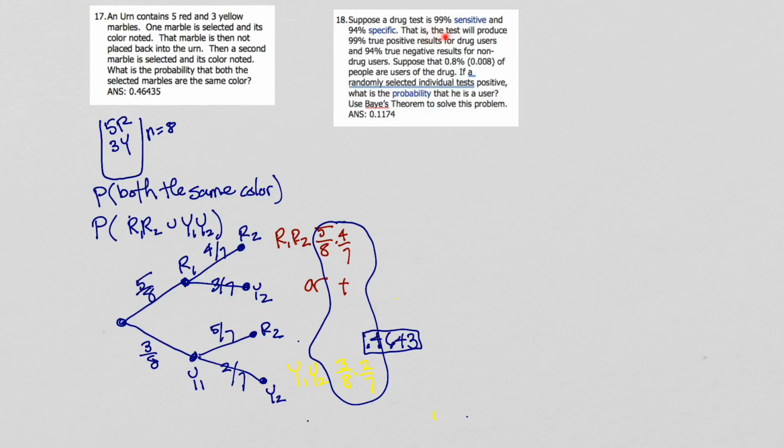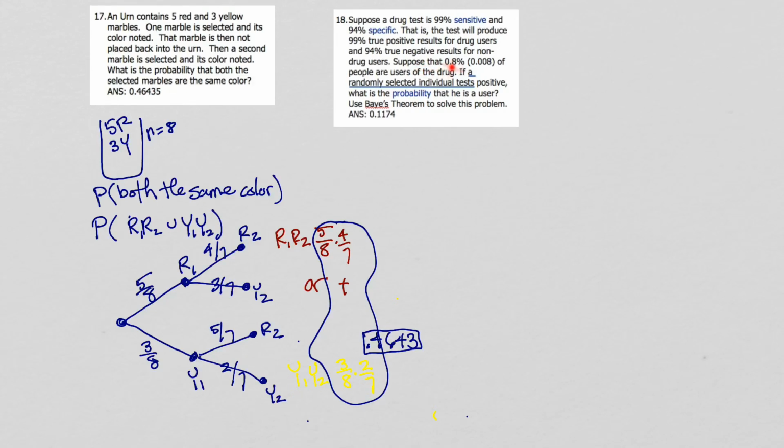99% sensitive means the test will produce a true positive result for drug users 99% of the time. So if you're really a drug user, the test will detect it 99% of the time. So that'll give a true positive. And then it'll give 94% true negative. So if you're really not using the drug, 94% of the time, it will say, no, you're not using the drug.